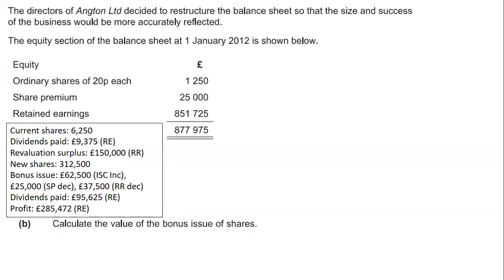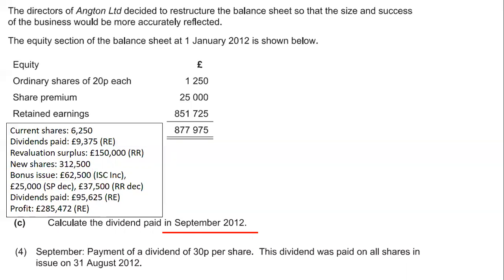B, calculate the value of the bonus issued shares. Well, the value is how much the issued share capital went up by. It's just £62,500. And that was worth 2 marks. The next one's 5. Easy. C, calculate dividend paid in September 2012. So check which one September was. That was number 4. So that was the last dividends paid. So it's just £95,625. Sorry, I typed that in wrong. That should be 595, not 92. And that was worth 5 marks.